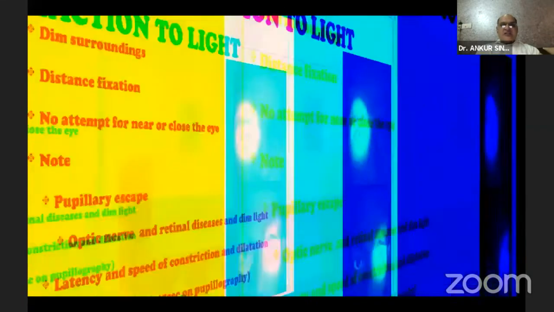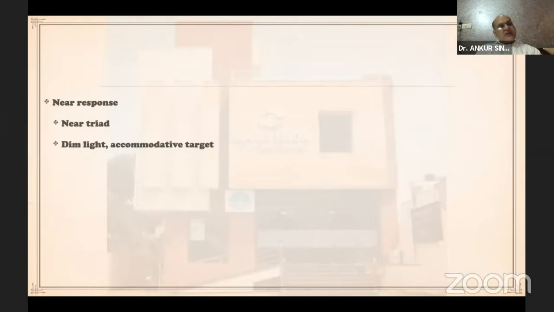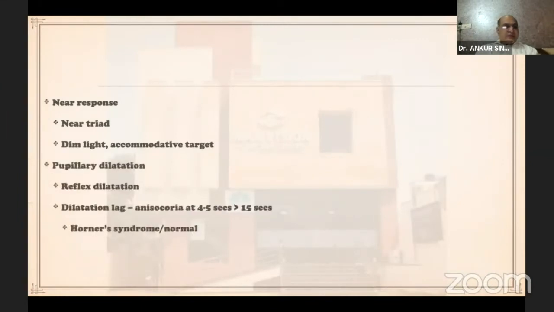Check for the near response, that is the accommodation, convergence, and the near triad, and check for the pupillary dilatation, which could be a reflex dilatation with a voice or a loud noise or pain. Dilatation lag of more than 15 seconds can point towards Horner syndrome, or it could be normal. And light near dissociation should also be checked, where the reaction to light is almost always knocked off.